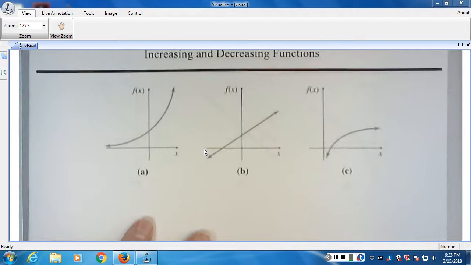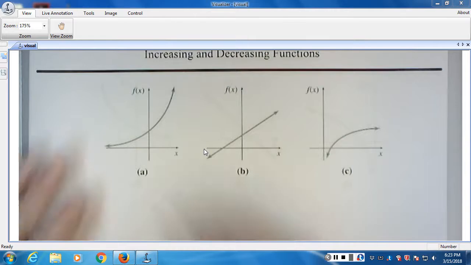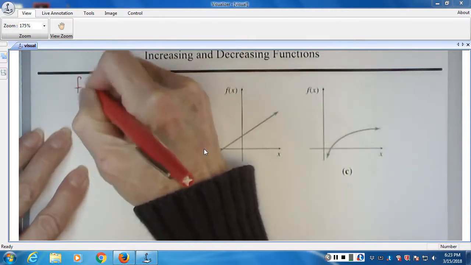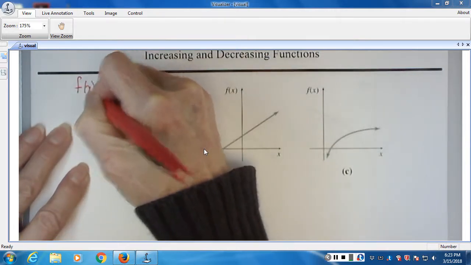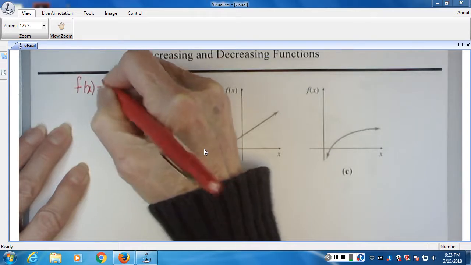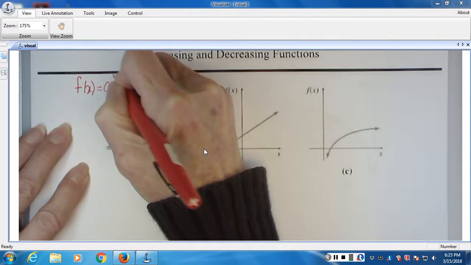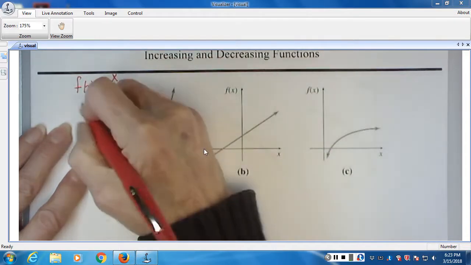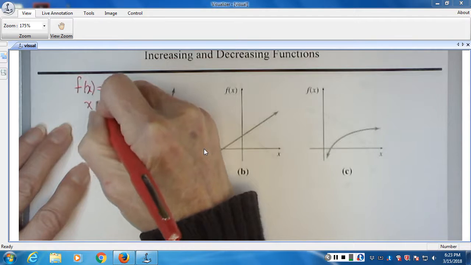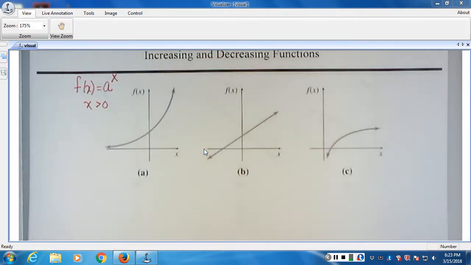That first function is the exponential function. Okay? And the general form of an exponential function is some number, which I'm going to call a, just because a is a number, raised to the x power. And in this particular case, x is positive. So to give you a way of thinking about this, one of the potential functions that this could be would be 2 raised to the x power.